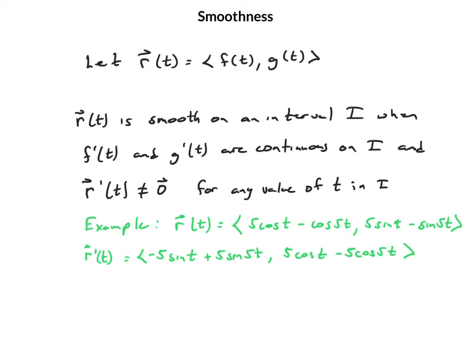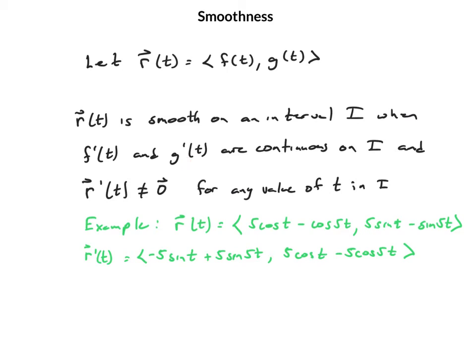Okay, so what we're going to do is let r of t be our vector valued function, and it's going to be f of t, g of t. Now this vector valued function r of t is smooth on an interval I when f prime of t and g prime of t are continuous on I. So on that whole interval, for every value of t in that interval, f prime of t exists and g prime of t exists.